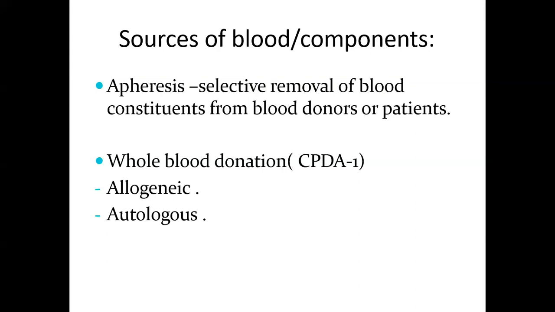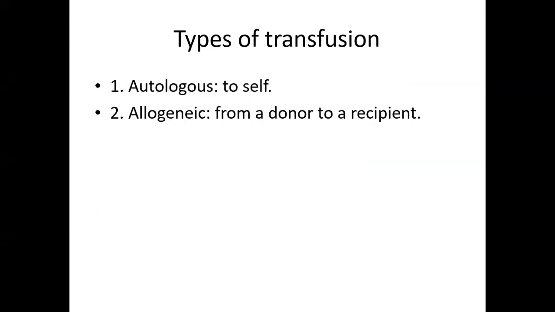They come like 3 weeks before the operation. They donate one unit of blood. They can come again a week before, another unit of blood. Then when they go for surgery, the same blood is taken back to them. That is autologous transfusion. Next slide. So as I said, we have autologous, that's when you're donating to yourself, and also allogeneic, that is from a donor to a recipient.